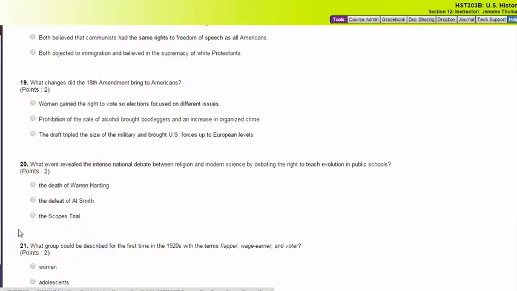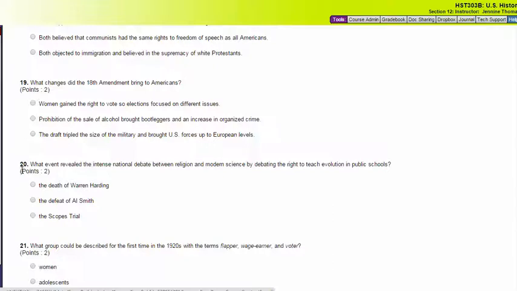Number 19. What changes did the 18th Amendment bring to America? Women gained the right to vote, so elections focused on different issues. Prohibition of the sale of alcohol brought bootleggers and an increase in organized crime. The draft tripled the size of the military and brought U.S. forces to European levels.